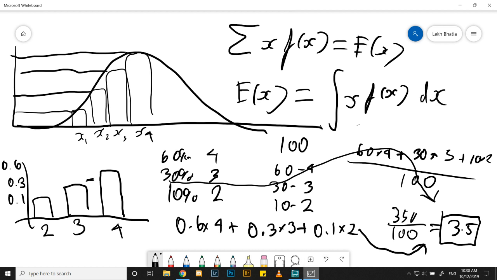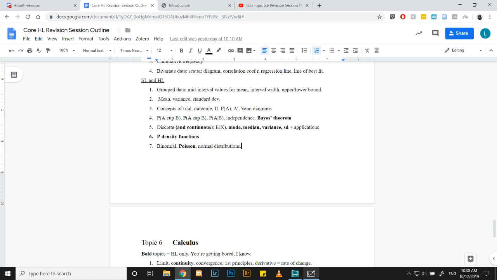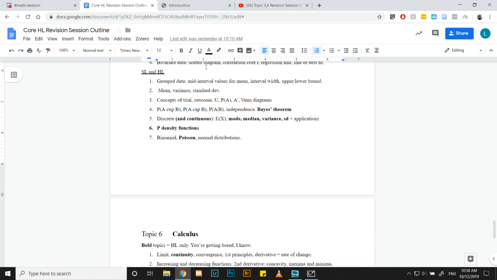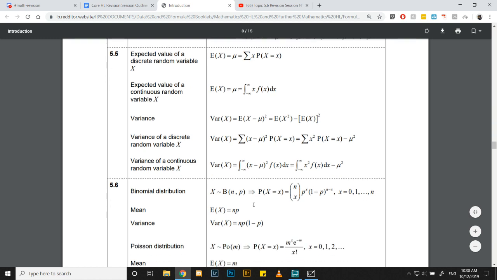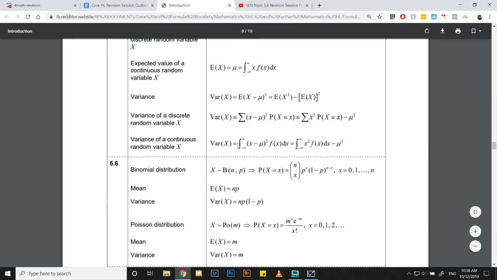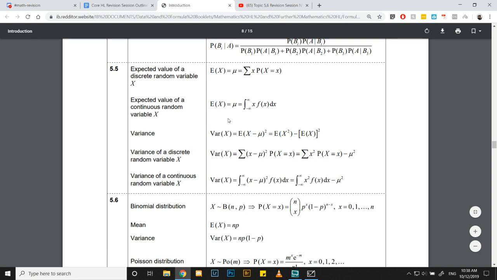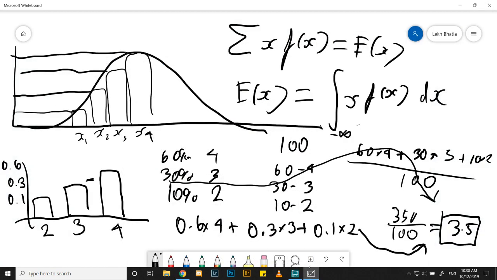Now, one thing I found really weird about IB is that they categorize topic 5 before topic 6, where in reality you need literally everything in topic 6 and topic 5. So I don't understand why they did that, but yeah, here. So this is the formula from negative infinity to infinity. So your points would be negative infinity to infinity.